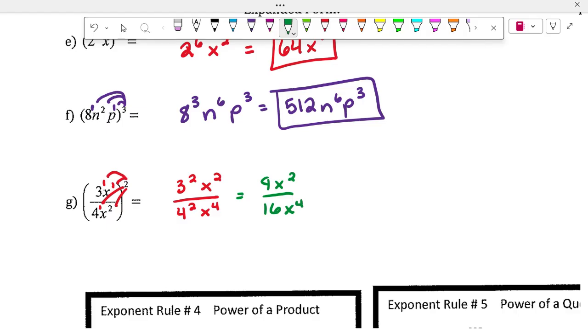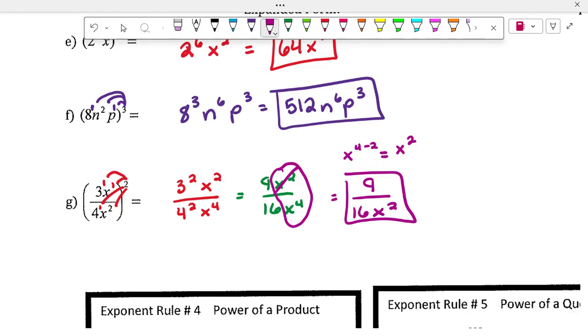Right. So this is an example where they threw in another rule, which in this case is quotient rule. So if I do big minus small, that's x to the fourth minus 2. So that'll be what? X squared. Where does it go? Numerator, denominator. Denominator. So I'm going to cross out the x squared on top so I know that it doesn't exist anymore. So 9 over 16x squared.